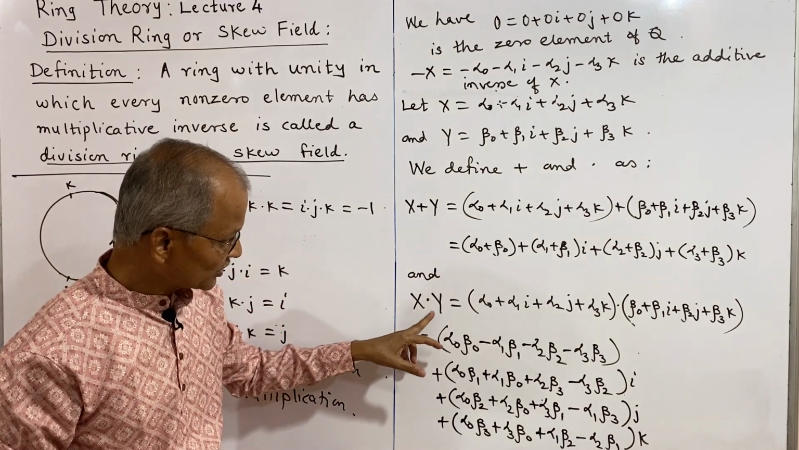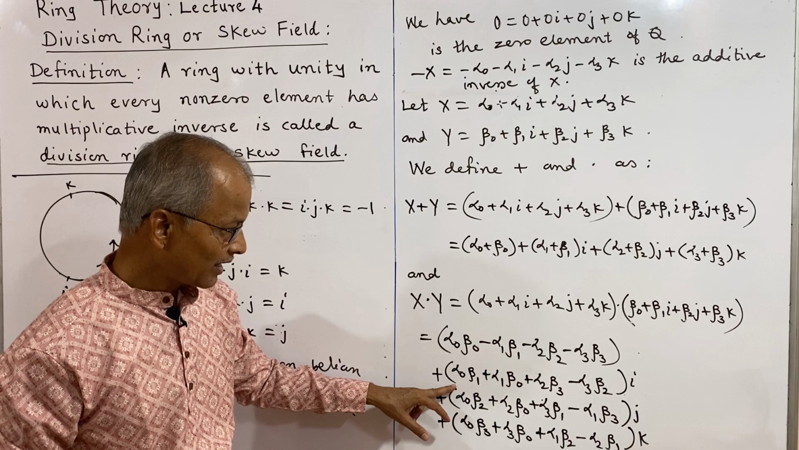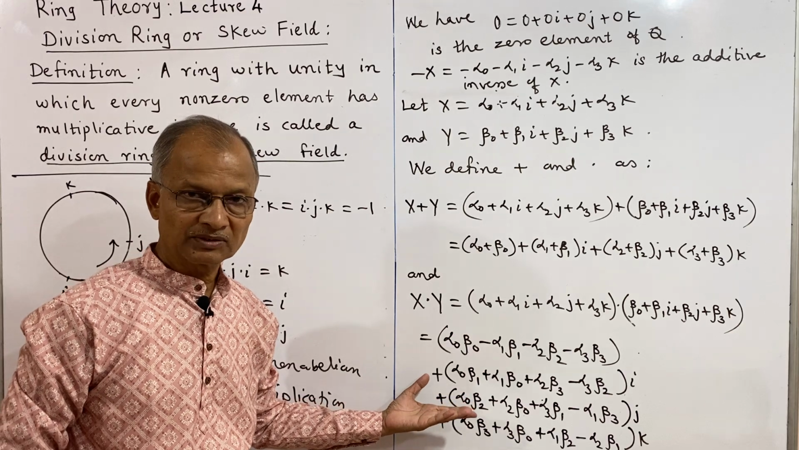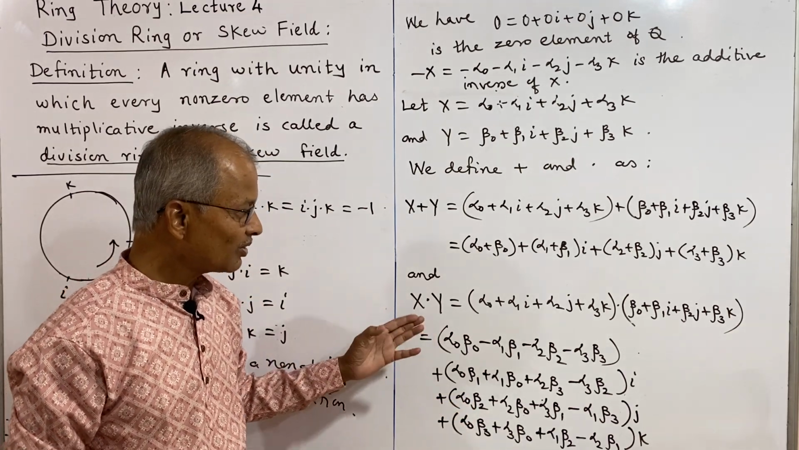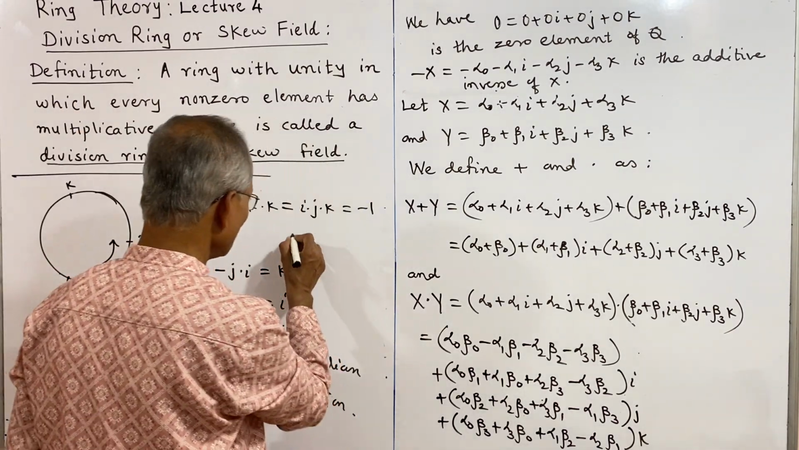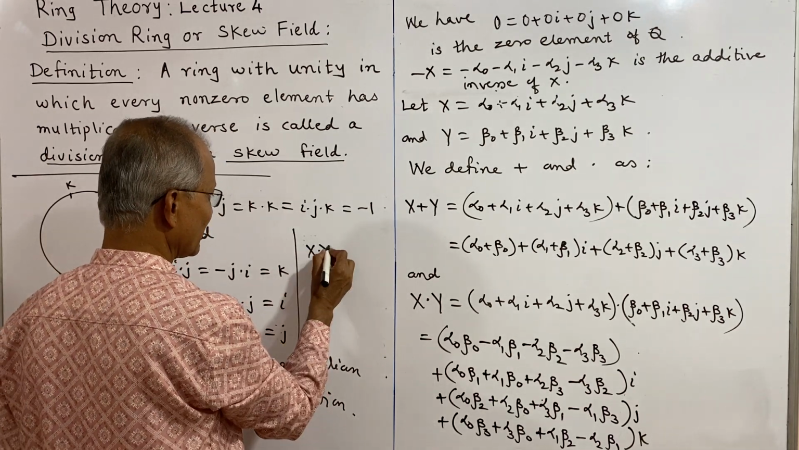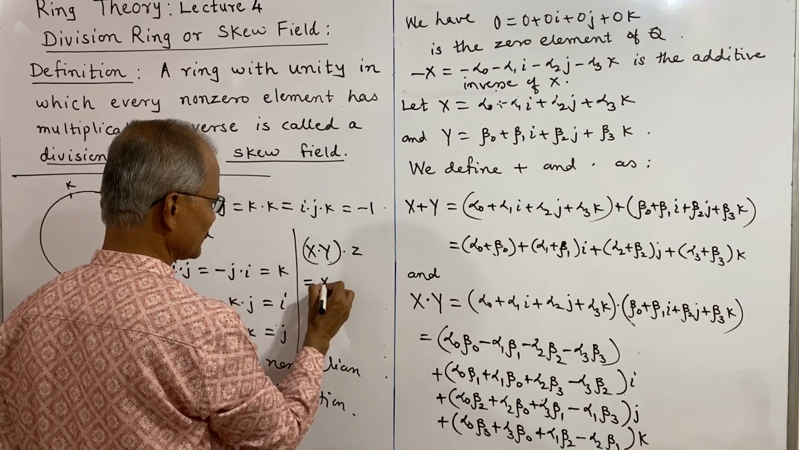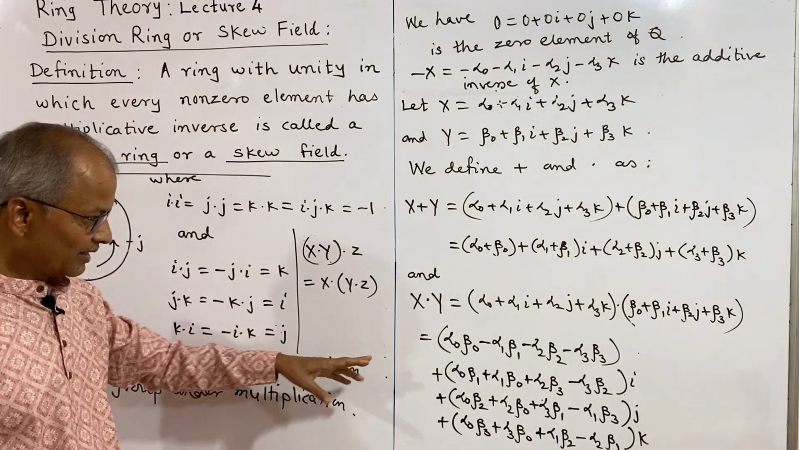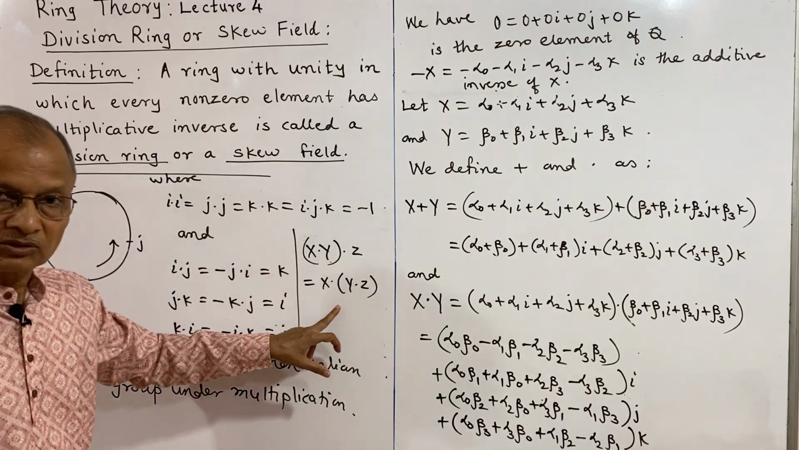Now the next property is that multiplication is closed. You see, this is the multiplication x into y, and it again has four parts: real part, i component, j component, k component, and therefore it belongs to Q, and thus the multiplication is closed. And multiplication is also associative. That means we have x into y into z equal to x into y into z. This can be easily checked using this multiplication, and therefore multiplication is associative.